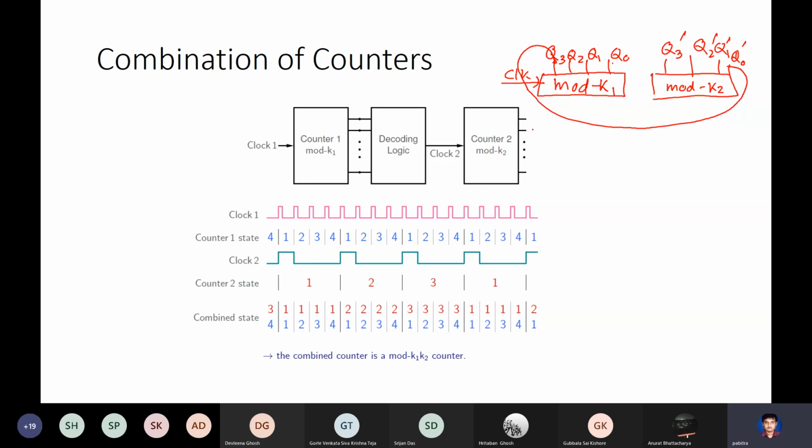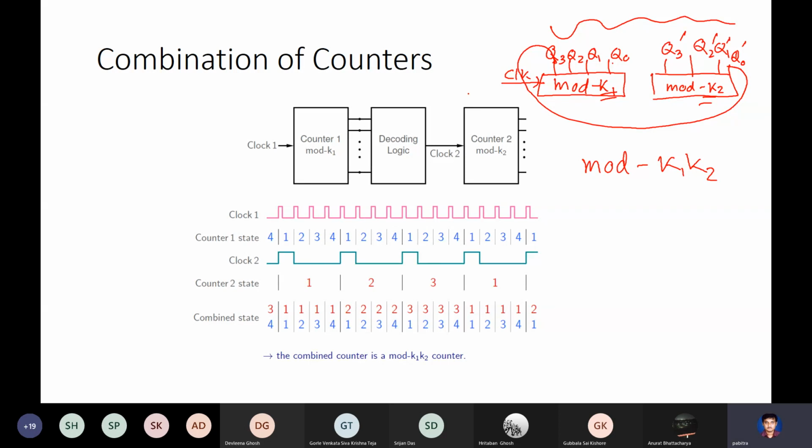So you can easily see, actually I'm not doing it, if this was a mod K1 counter and this was a mod K2 counter, this entire thing, if we look at all these 8 states, will become a mod K1 K2 counter, K1 times K2 counter. They will be multiplied. Here actually what happened is that I just tied Q3 to Q0 prime.